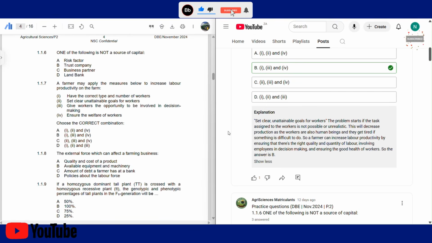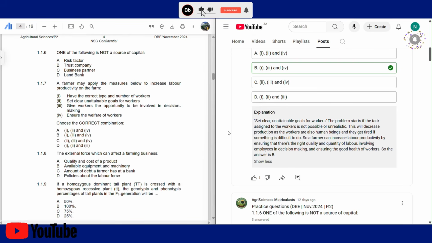So the problem is that if the task assigned to the workers is not possible or unrealistic, this will decrease production, as the workers are also human beings and they get tired if something is difficult to do.